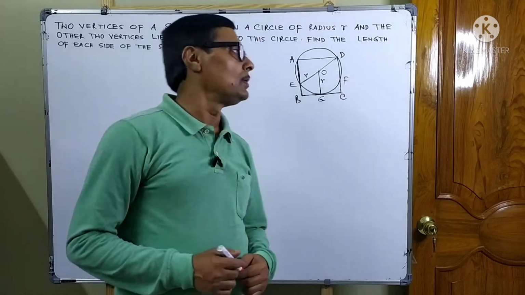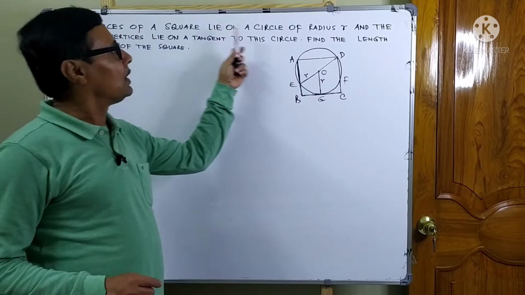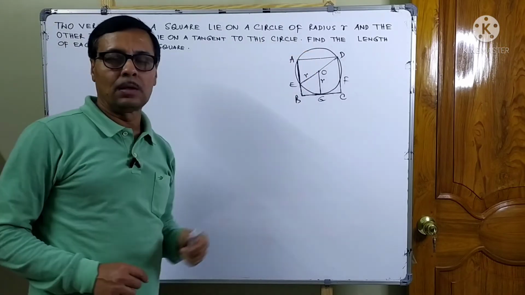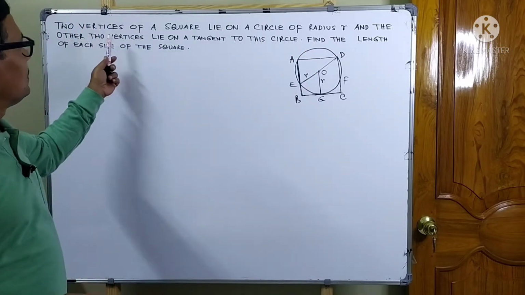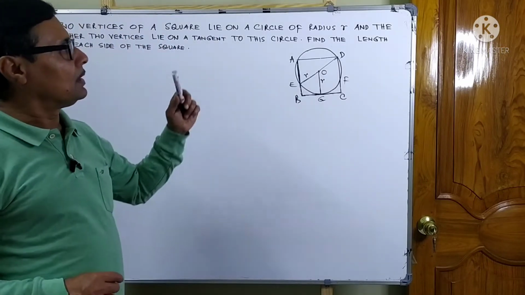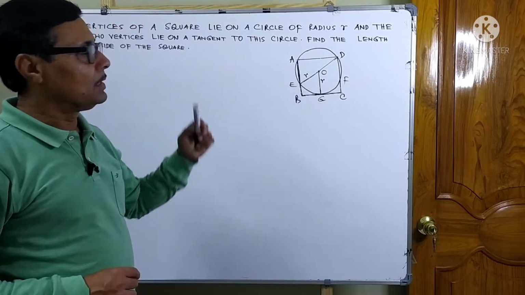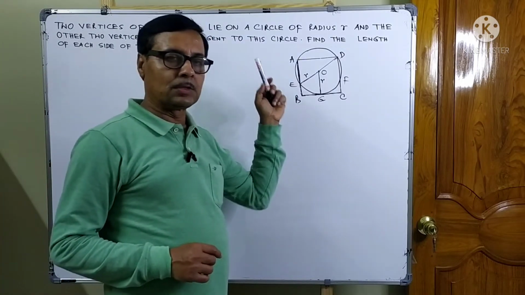Today in this video we are going to solve a nice geometric problem. Two vertices of a square lie on a circle of radius r and other two vertices lie on a tangent to this circle. We have to determine the length of each side of this square.